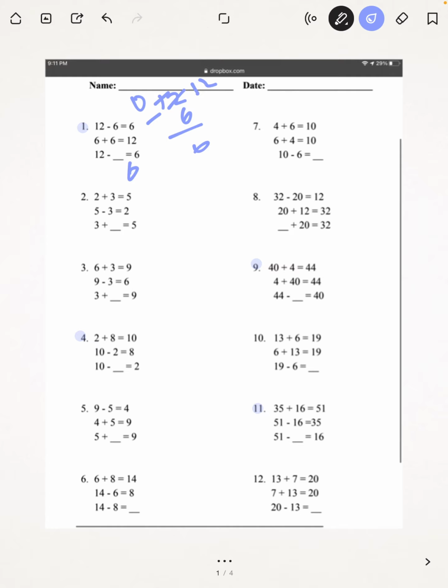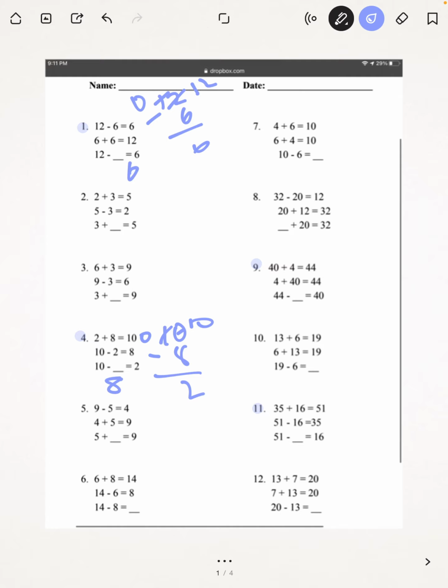2 plus 8 equals 10. 10 minus 2 equals 8. 10 minus something equals 2. The missing number is 8. And we can also test by doing 10 minus 8, and that equals 2, so that is 8.